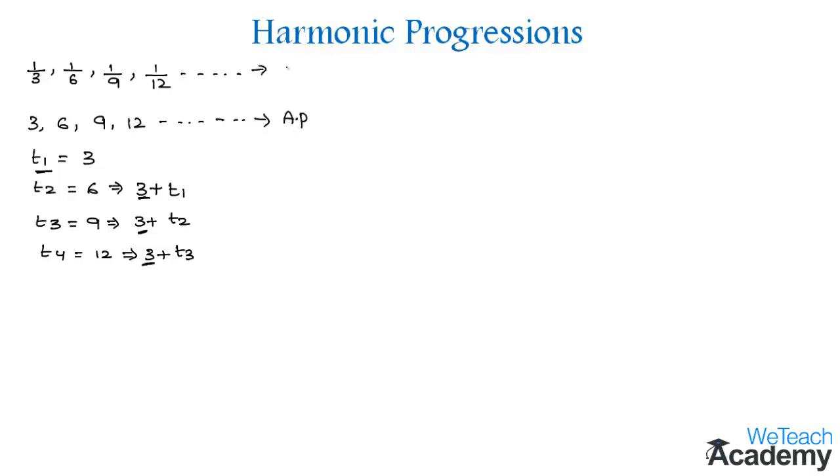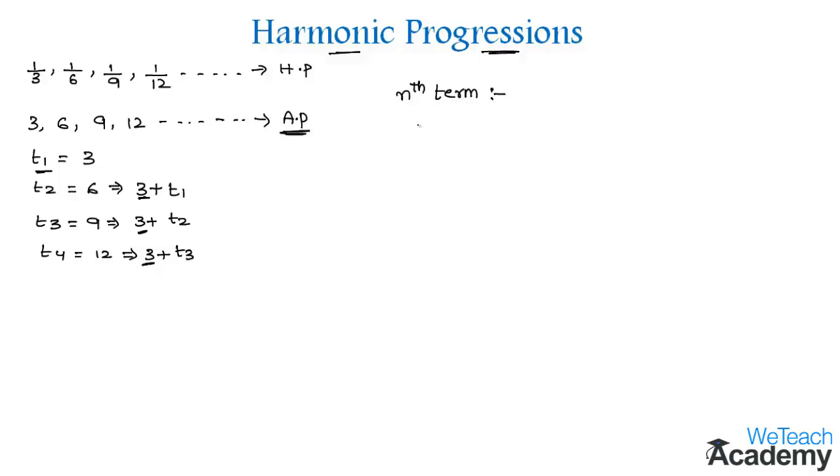So what is the harmonic progression? A progression is said to be a harmonic progression if it is the reciprocal of an arithmetic progression. And now let us discuss the nth term, which is nothing but the general term of a harmonic progression.